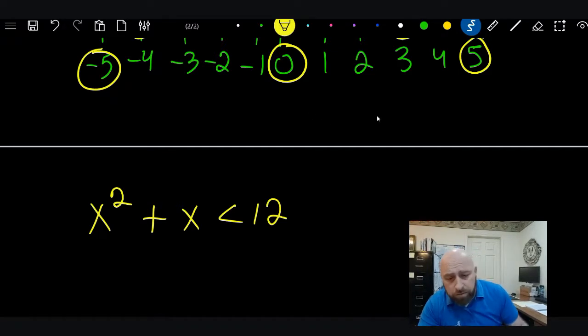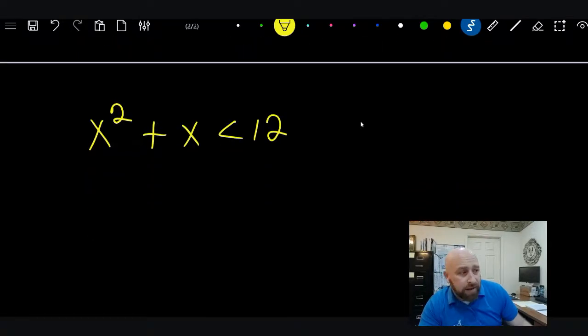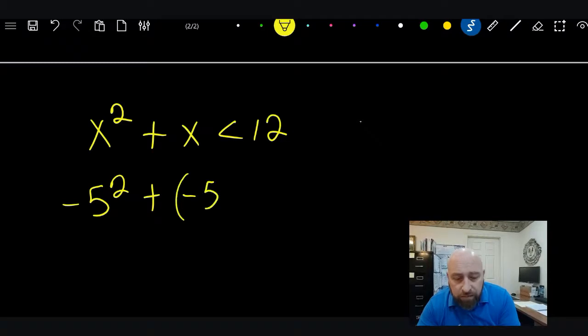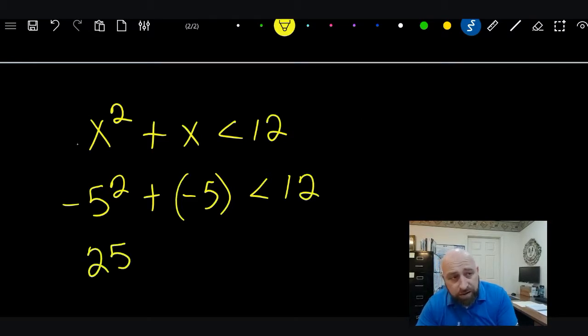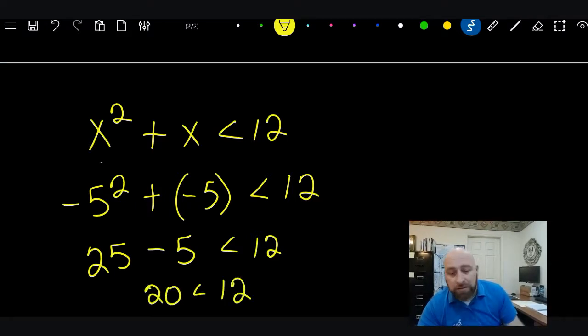All right, so what I'm going to want to do is just plug in random numbers. We'll start with negative 5, and we'll see if negative 5 works, because that's outside to the left. So negative 5 squared plus negative 5 is less than 12. Negative 5 squared is going to be 25, because negative 5 times negative 5 is positive 25. Minus 5 is less than 12. So 20 is less than 12. Yes or no? Nope. And so this one does not work.